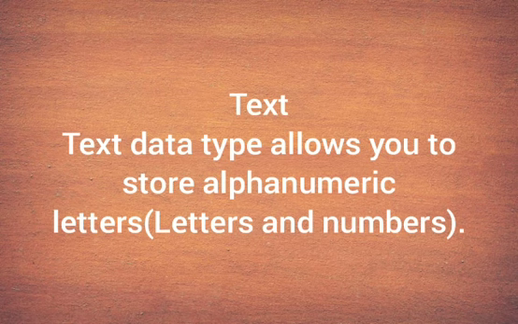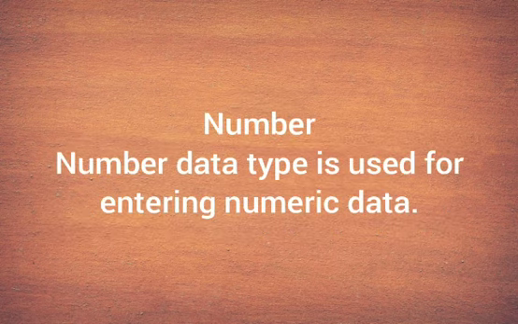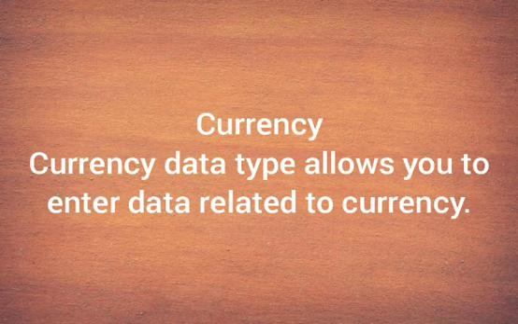Text. Text data type allows you to store alphanumeric letters. For example, name and address. Number. Number data type is used for entering numeric data. For example, phone number and PIN code.